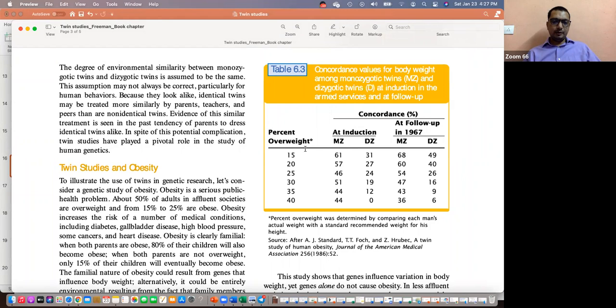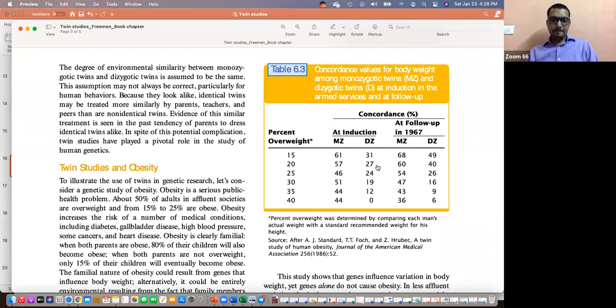So at induction, what happened? They calculated percent overweight, meaning the difference between expected weight and actual weight. So how much overweight are they? They are linking this with the overweight. They categorized people with 15% overweight, 20, 25, 30, 35, 40 overweight. In comparison with that is the concordance value for monozygotic twins and dizygotic twins.